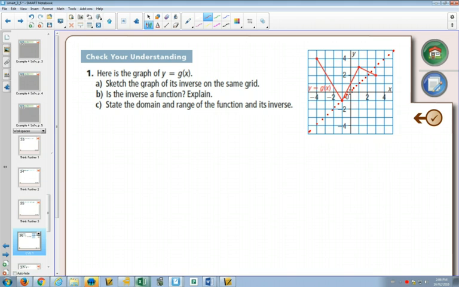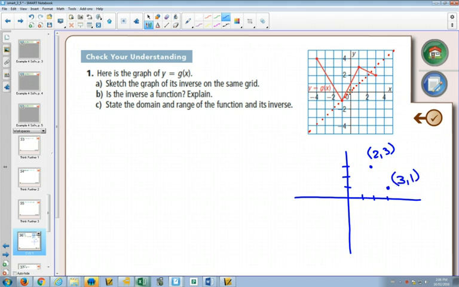So if we think of some of the points that we have, we have (3, 2), so now we're going to have (2, 3). We have (1, 3), so now we're going to have (3, 1). We have (-1, -1). That point's not going to change. And we have (-4, 4), so now we're going to have (4, -4).